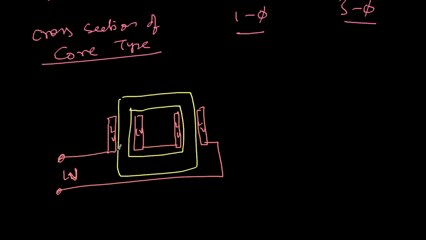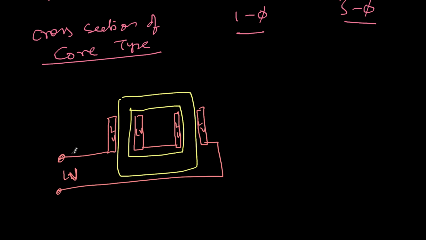So what I'm saying is, since it's a cross section, actually this is a circular coil like this, and this is also a circular coil. But since I have taken a cross section, that won't be visible. So this is the left side of the winding and this is the right side of the winding and so on. On both sides I have the low voltage winding.